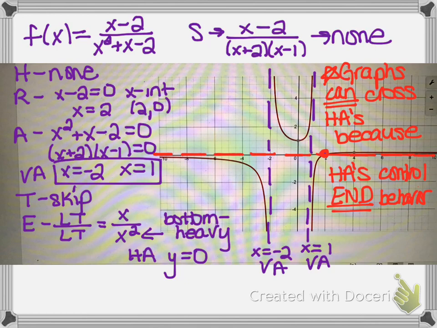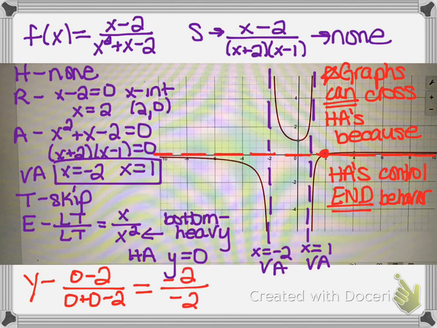Then the last actual analysis step is, of course, the y-intercept. So I'm going to plug 0 in for x. I have 0 minus 2 in my numerator, and I have 0 squared plus 0 minus 2 in my denominator. So I get negative 2 on top, negative 2 on bottom, and so I get 1. So my y-intercept is the point (0, 1), which once again agrees with our graph.